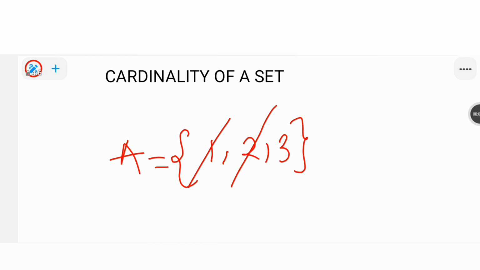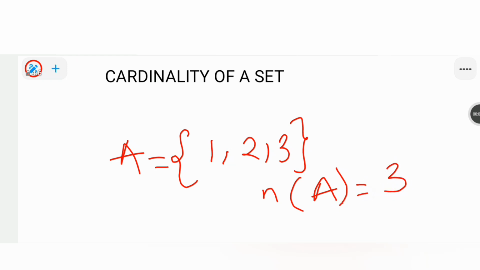To write this answer, you write it like this. You write n(A), which means the number of elements in set A. Then the counting that you just did, that's 3. There are 3 elements here, 1, 2, and 3. That's just cardinality. It's very simple. The number of elements that are in a particular set.